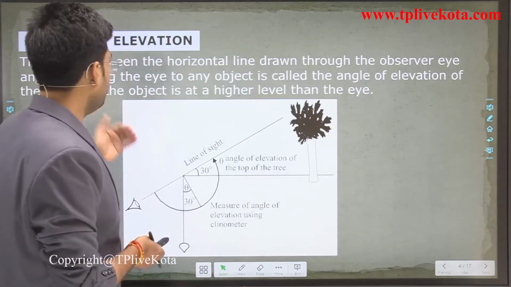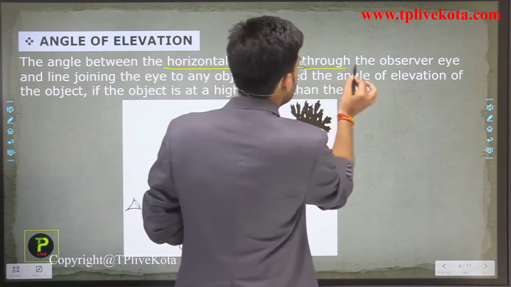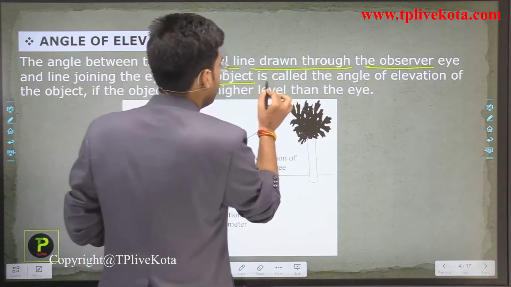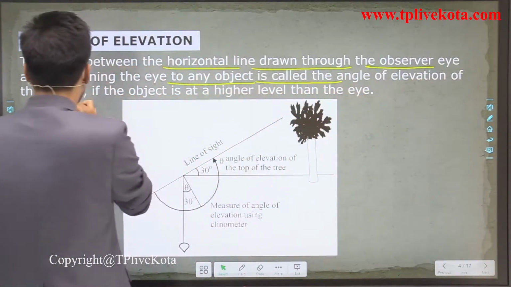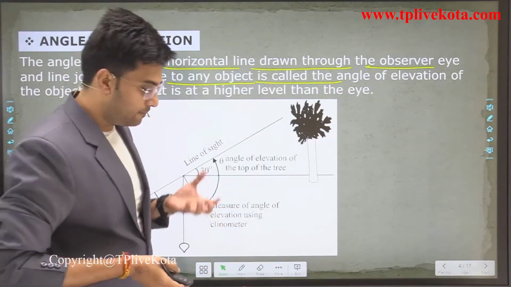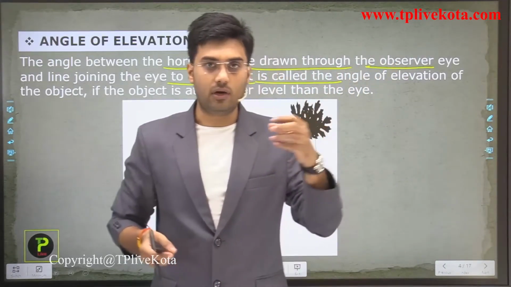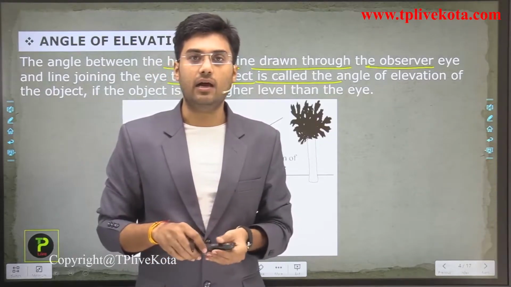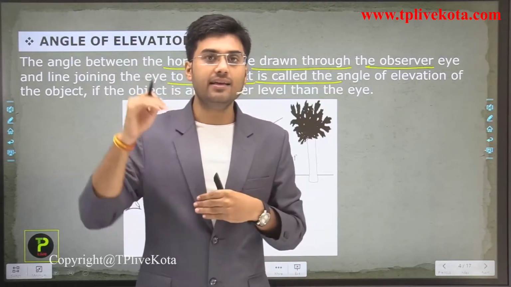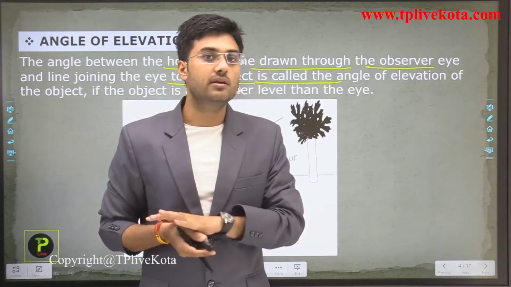The angle between the horizontal line drawn through the observer's eye and the line joining the eye to any object is called the angle of elevation of the object, if the object is at a higher level than the eye. Students, for example, I am the observer and I have to watch an object. If the object is higher than my eye, then this angle is the angle of elevation.